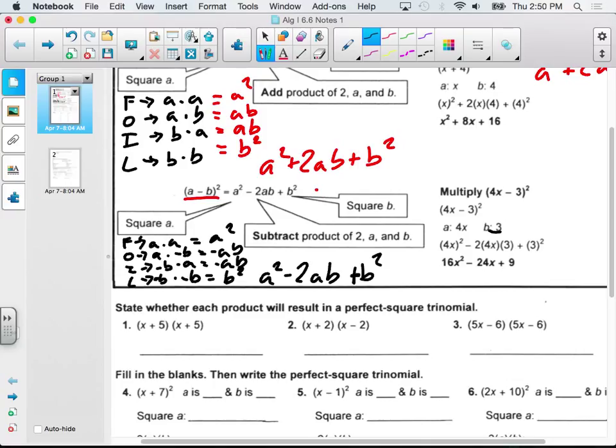So just like up here, a is 4x, b is 3. They square our first term. Then they have 2 times our first term times our second term. So that's where the 2 times 4x times 3 comes from. And then the last thing is we square our last term. So this is our model: a squared minus 2ab plus b squared.